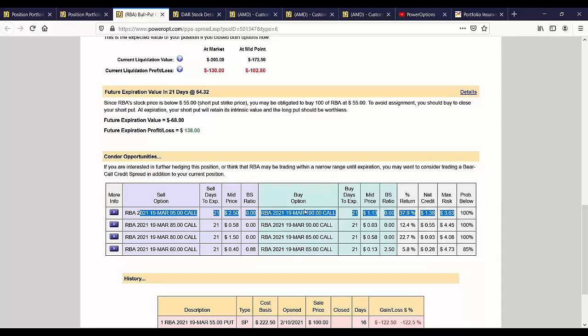I'll be honest with you. There's no way I'm getting 250 for the 95 call if I'm getting 40 for the 60, because it's the same expiration. And it has a BS ratio of 0. So I've got to change that.